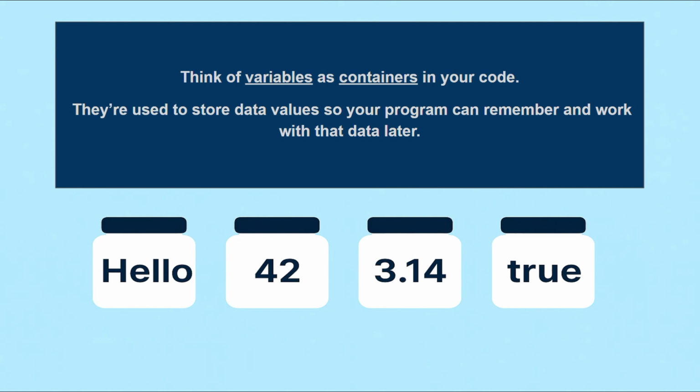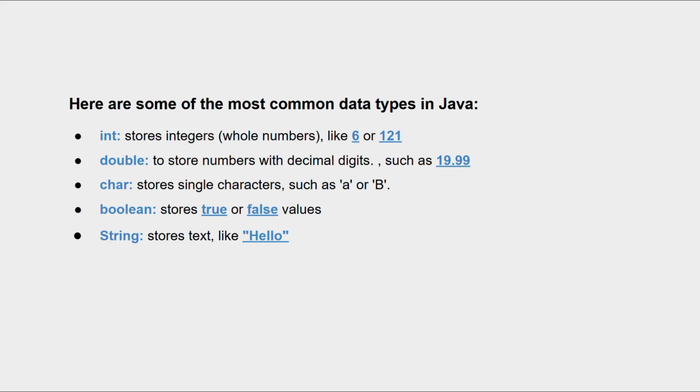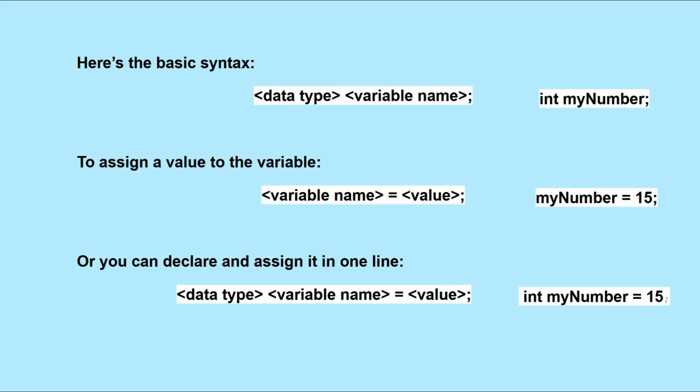Before you use a variable, you need to tell Java what type of data it will hold. Here are some of the most common data types in Java. Int stores integers. Double stores numbers with decimal digits. Char stores single characters. Boolean stores either true or false values. String stores text.